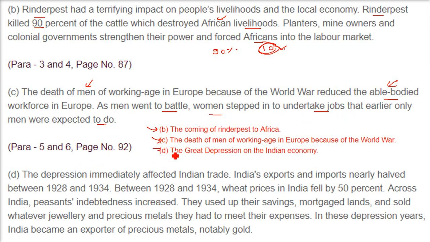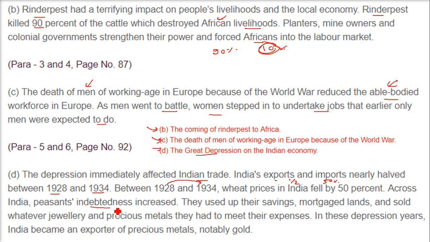The Great Depression in the Indian economy. The Great Depression, you can also call it the economic slowdown. The depression immediately affected Indian trade. Indian exports and imports nearly halved between 1928 and 1934. In this period, wheat prices just halved, they became 50%. Across India, peasants' indebtedness increased.